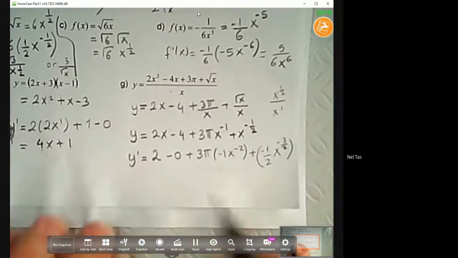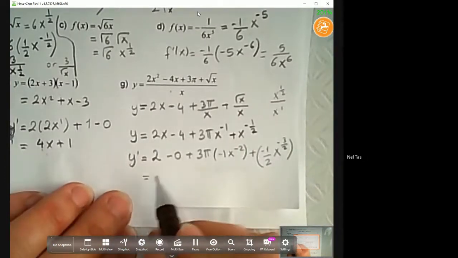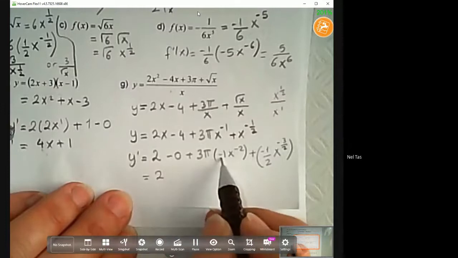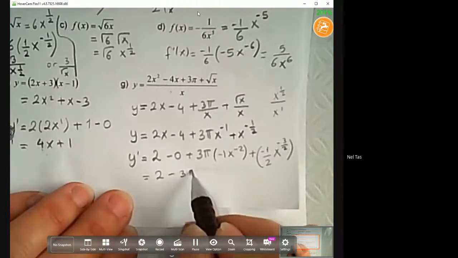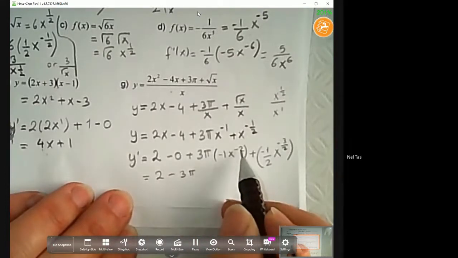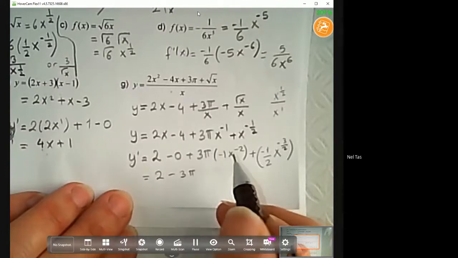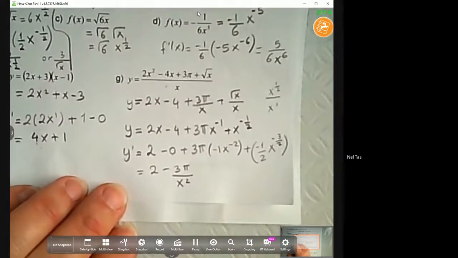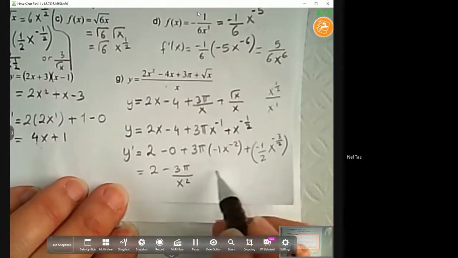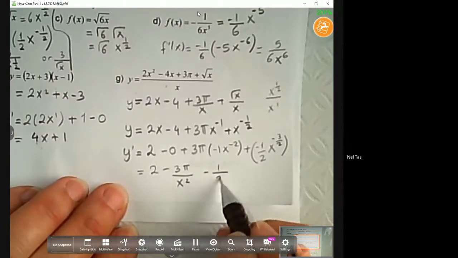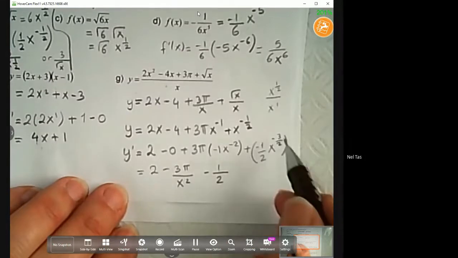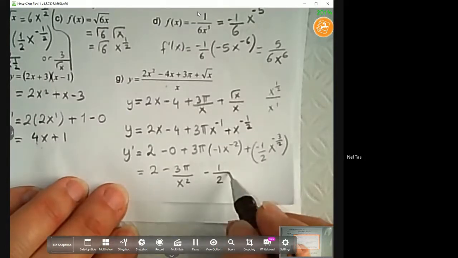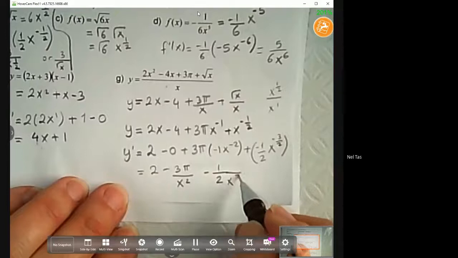Now let's simplify. So 2, negative 3 pi times x to the power of negative 2. We don't want negative exponent. Move it down. And this one is negative 1 over 2, again, we cannot have negative exponent, move it down, x to the power of positive 3 over 2.